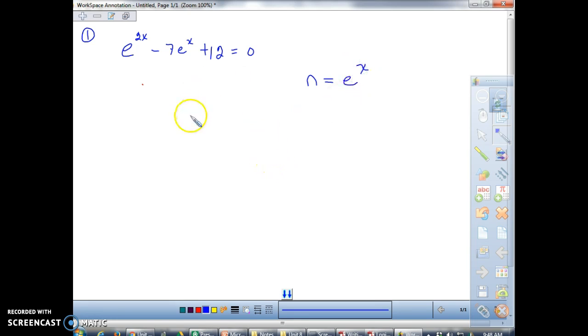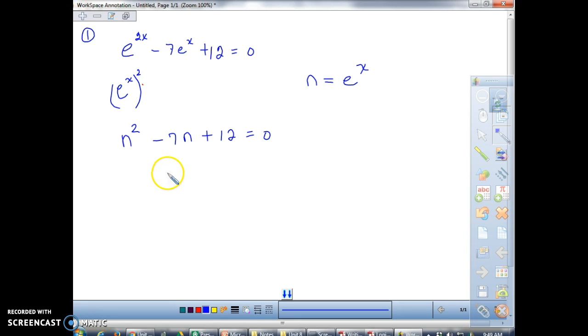Now, when I do that, I see e to the x squared. So let me write it like this, e to the x, there's my n squared. So I'm going to write it as n squared. I just want to show you what I'm doing for that. And then I'd have minus 7n plus 12 equals 0. So do I have a quadratic? I absolutely do.